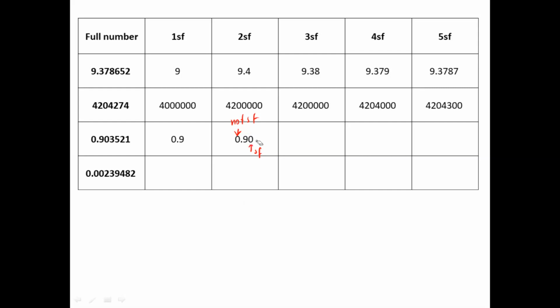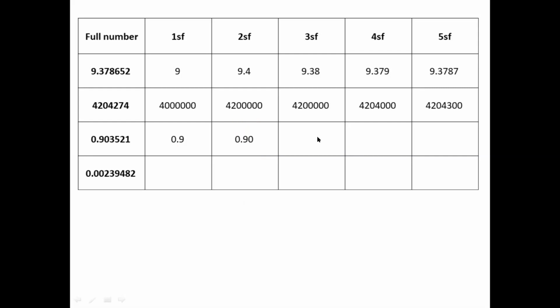Because 0.9 and 0.90 is a different number. This could be 0.91, this could be 0.92, this could be 0.93, right? We don't know because it could have been rounded down. However, with this one, we are sure that it's exactly 0.9 because there's a 0 after. So here is a significant figure. This one is not a significant figure. So anything that is in the front, zeros to the left, they're not significant figures.